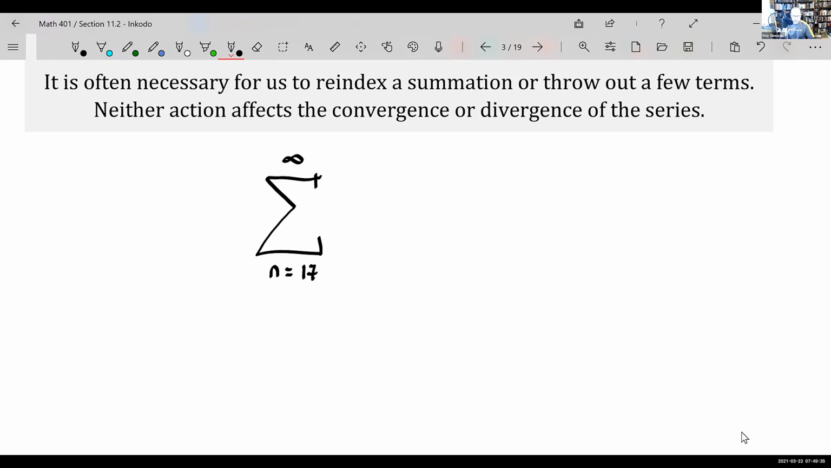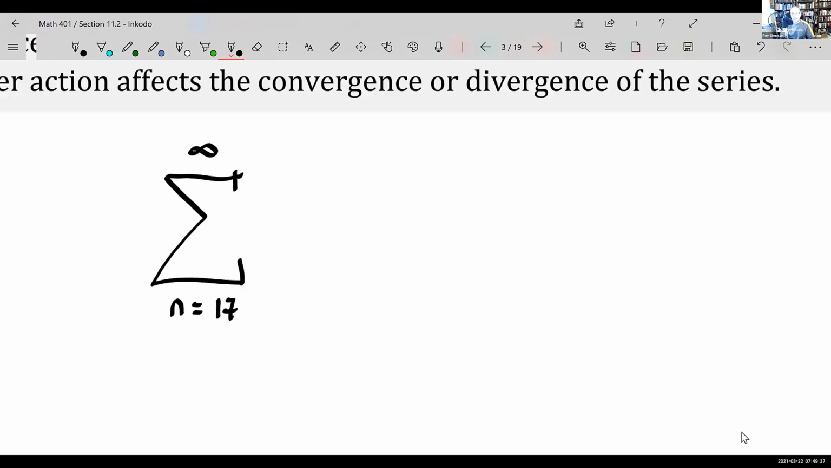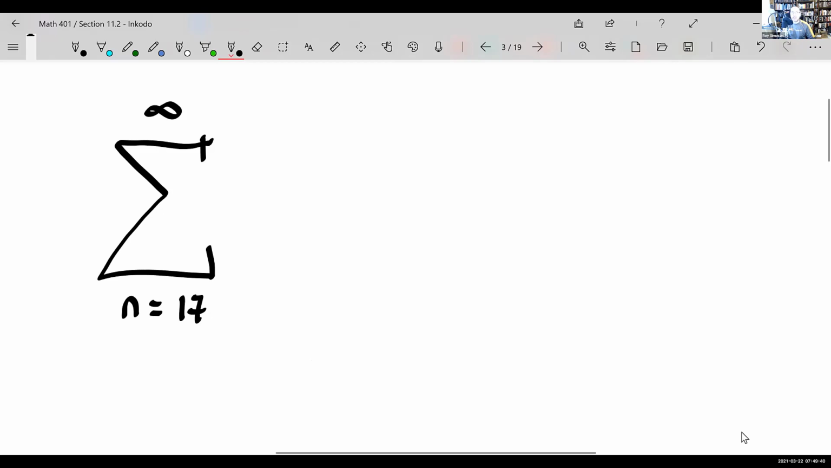So in this series right here, notice that I didn't start at n equals 1. That's going to be incredibly common in your next course if you take differential equations next, so you have to learn how to re-index things. So let's say that we were dealing with this: a summation from 17 to infinity of 1/2 to the nth power. That is actually a convergent geometric series, which we'll remind ourselves of in a little bit.